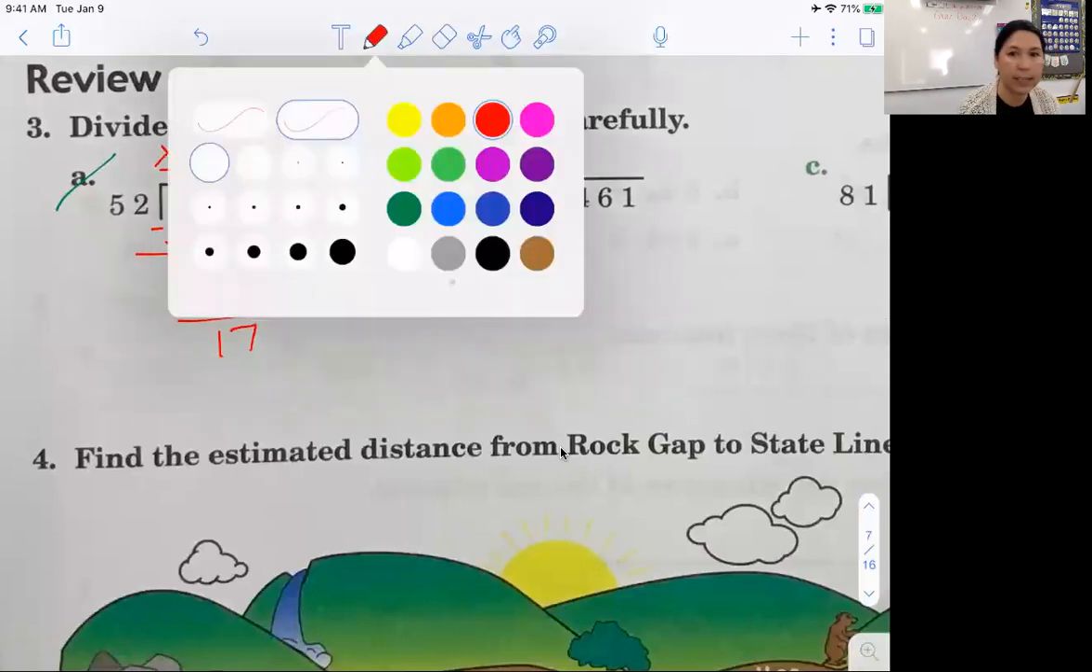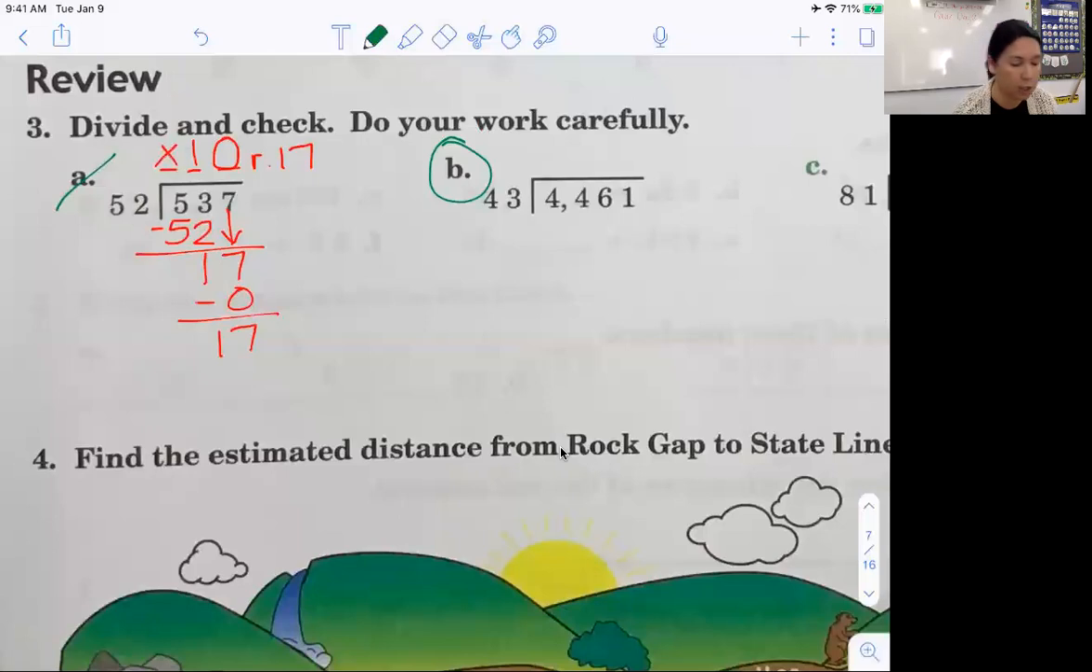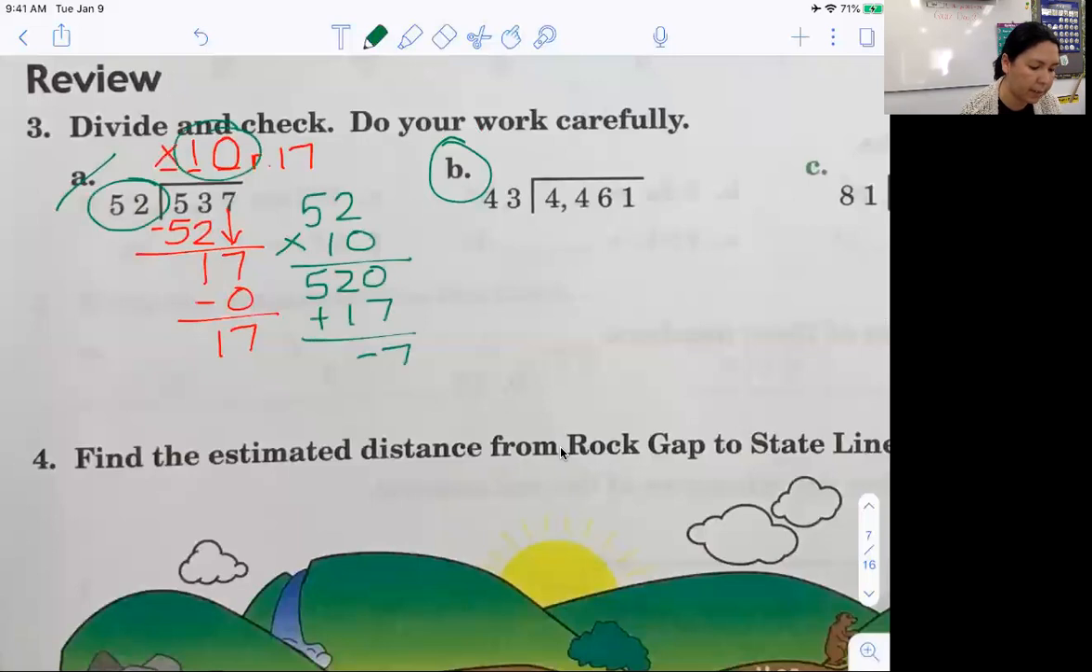And do you see how it says divide and check? I've got to divide and check. But this is an easy check. 52 times 10. So this will be nice and easy. Remember, you can just bring your 0 down. 1 times 2 is 2. 1 times 5 is 5. And then I'm going to add my 17. That was a nice easy one. So 537 matches my 537 up here.